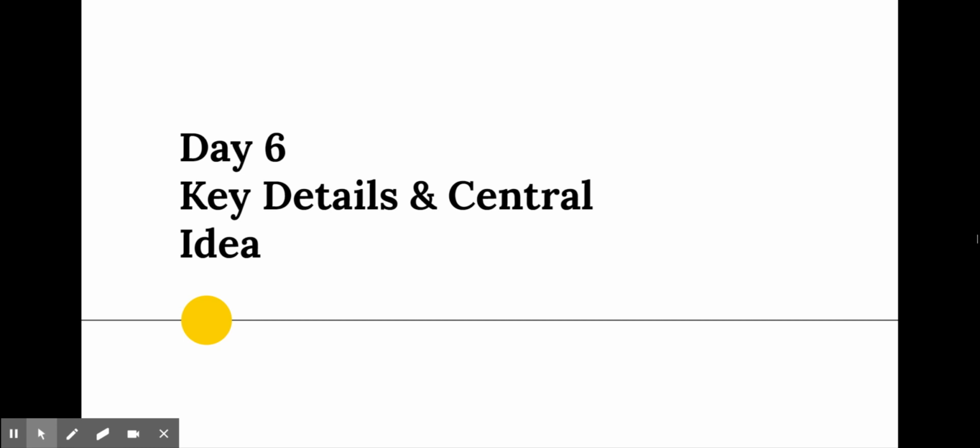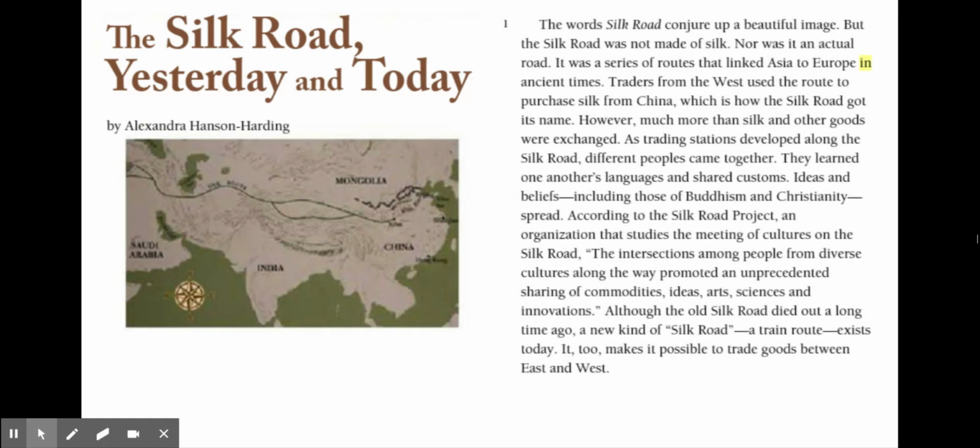In this unit, we've been focused on how different countries trade with one another, and today we're going to start a new text and find the key details and central idea. When I look at the title of this text, it's The Silk Road, Yesterday and Today. Well, we've already read about the Silk Road, and today we'll read the first half of this article, which focuses on what it was like in the past.